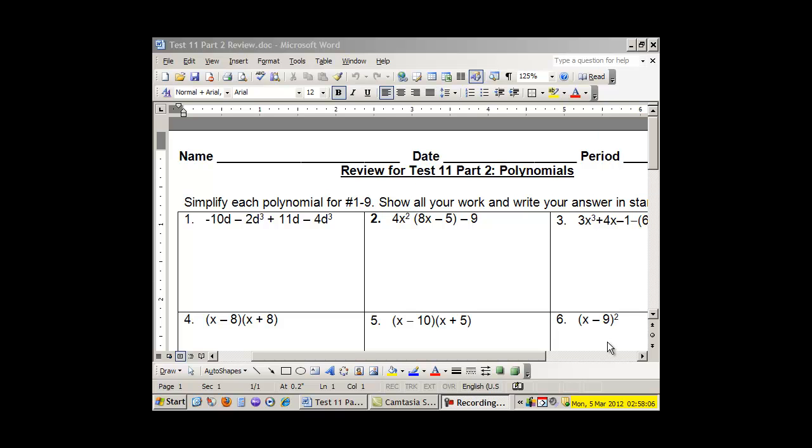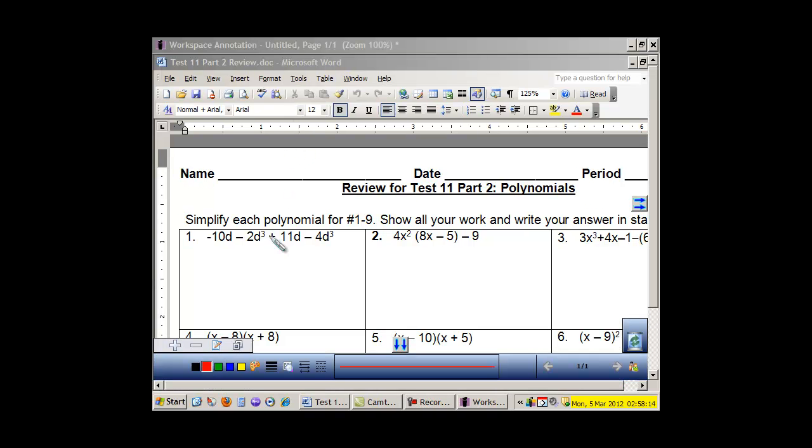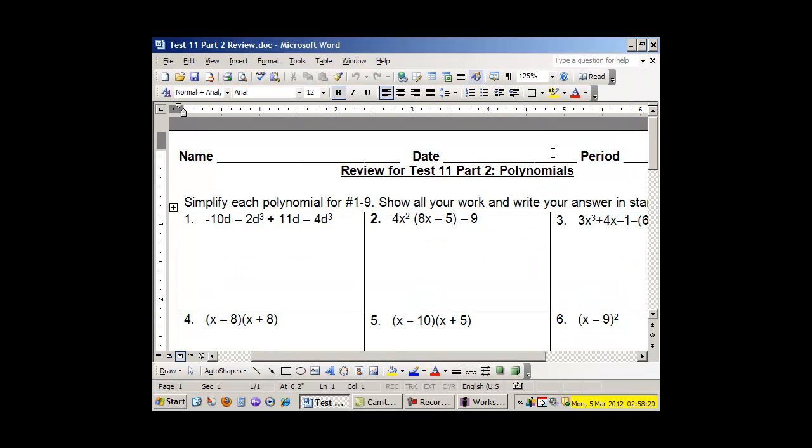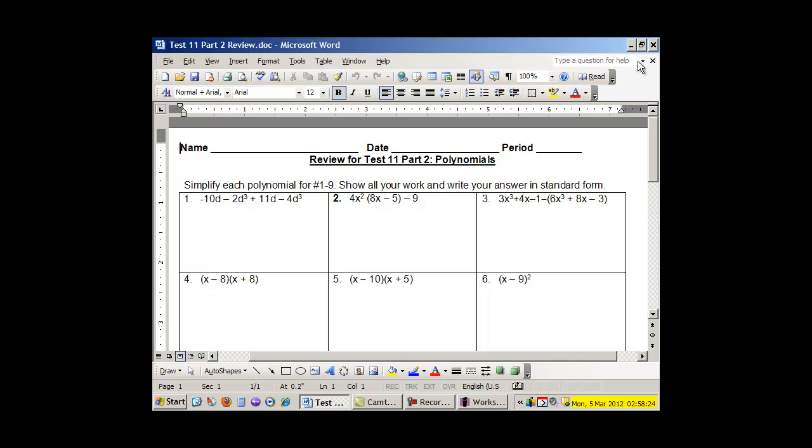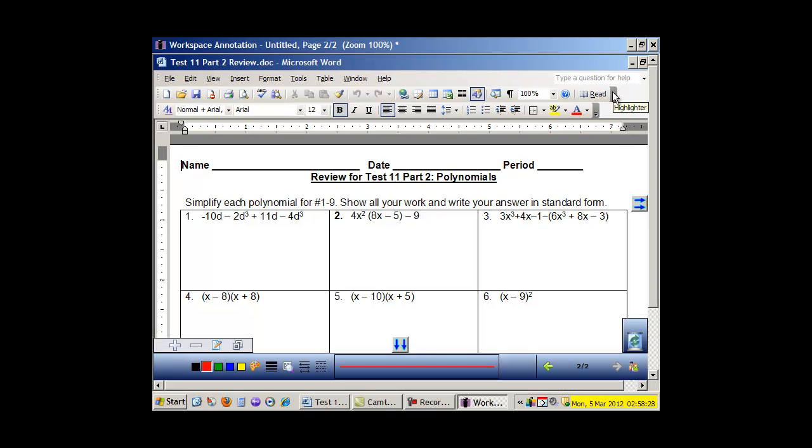Okay, this is review for test 11, part 2, polynomials. So here we go. It says show your work, and let's go drop it down to 100%. Okay, show your work and put it in standard form. Okay, so we're going to do that.